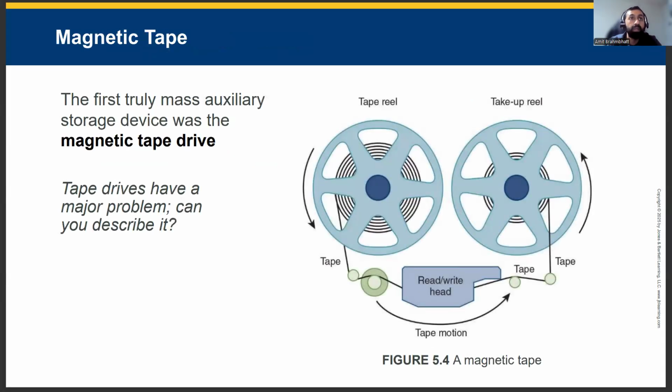Magnetic tape, with a big drawback. Tape was the first truly mass auxiliary storage. Its advantage is very low cost per gigabyte and long archival life. The major problem? Access is sequential. To reach file X, you may have to wind past everything before it, so random access is slow.